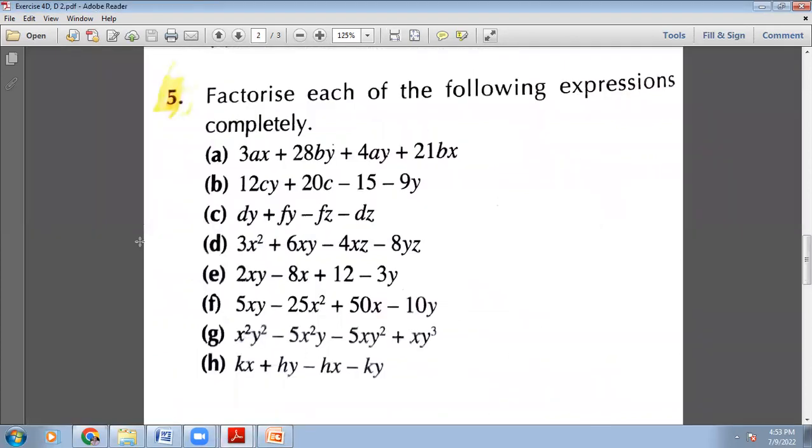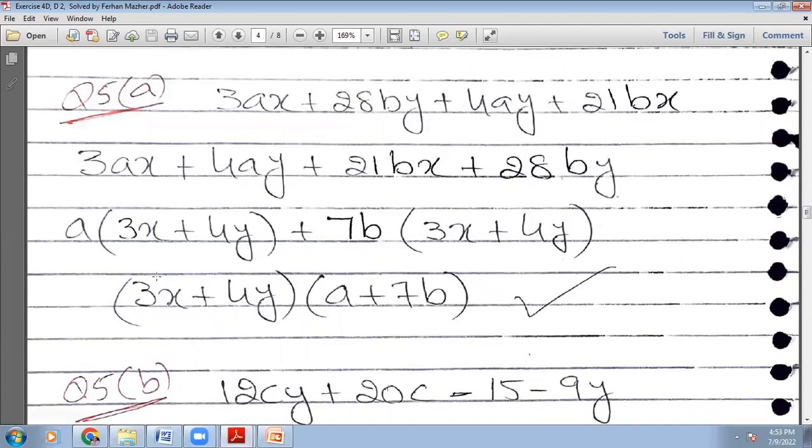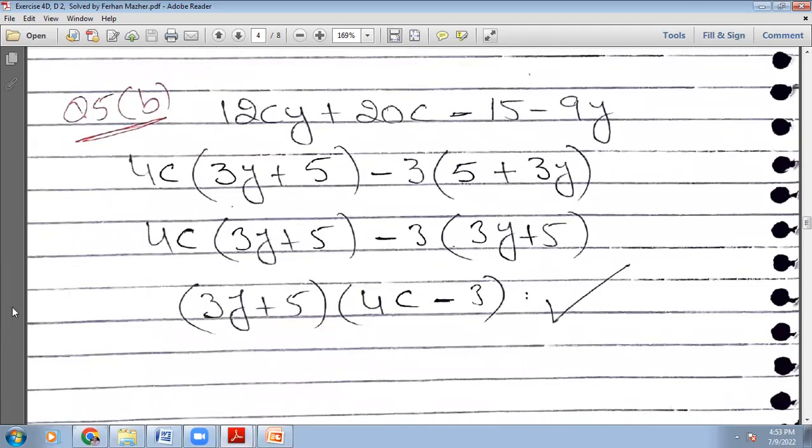Question number 5, b part, 12cy plus 20c minus 15 minus 9y. So let me show you how this is done. So 12cy plus 20c minus 15 minus 9y. From the first two terms, you can see that the 4c is common. So 3y plus 5. From the last two terms, minus 3 is common. So inside the bracket, you are left with the 5 plus 3y. We divide them with the common.